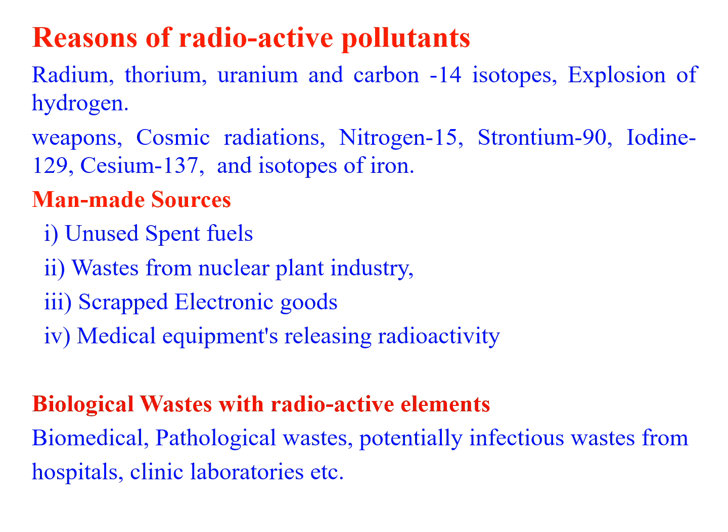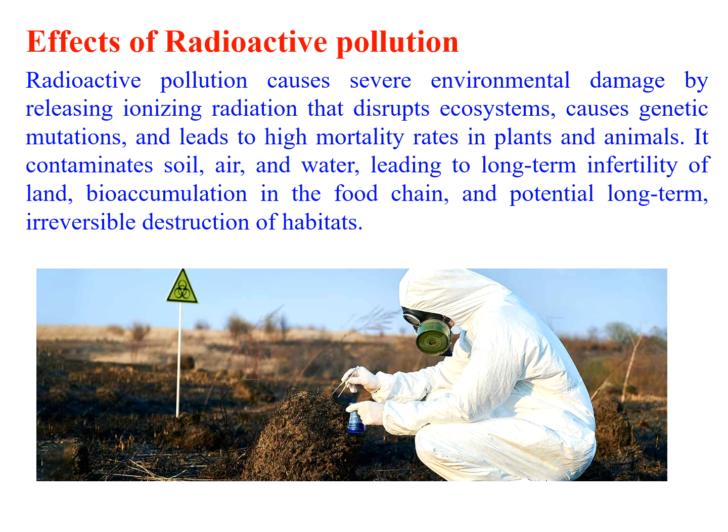So they are also causing radioactive pollution. So here are the effects of radioactive pollution. Radioactive pollution causes severe environmental damage by releasing ionizing radiation that disrupts the ecosystem, and it can cause genetic mutations. Over time, if the human body or any animal body is exposed to the radiation, genetic mutation can happen, and this radiation can also lead to high mortality rates in plants and animals.